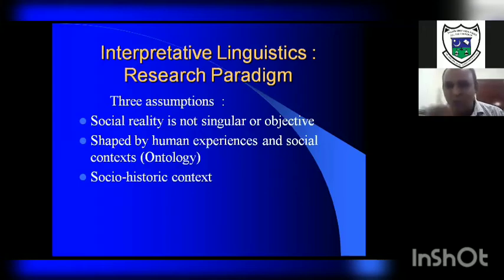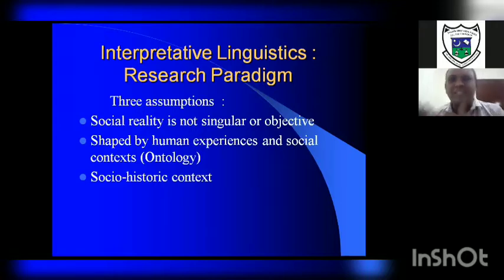So social reality is never and can never be singular, and it is never objective, always shaped by our experiences and social context. This is what is called ontology. Hence, what is extremely important here is socio-cultural context. We have to subjugate everything to this socio-cultural context.